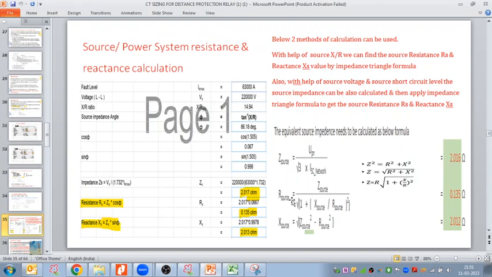And now the formula changes. R source is equal to Z source divided by the square root of 1 plus X source divided by R source squared, where X by R, you know.